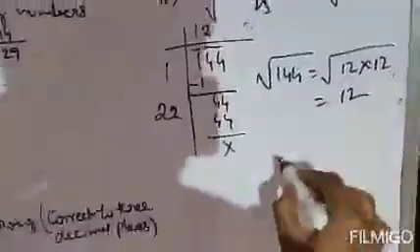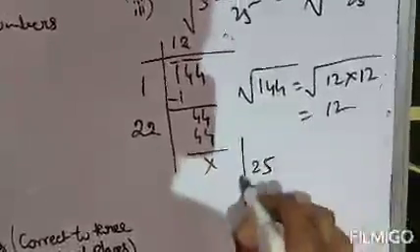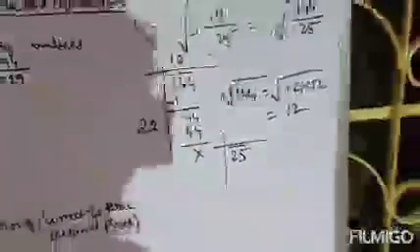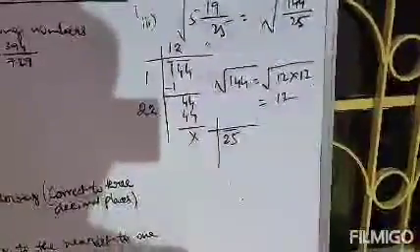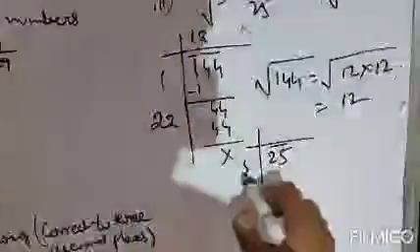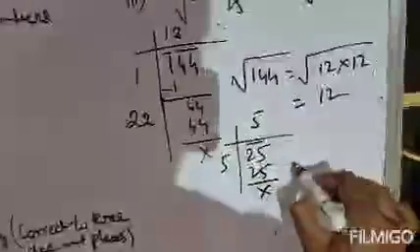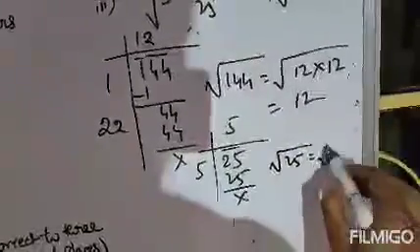Next 25. We know the square root of 25 is 5. We know that, but we have to show this. So just two numbers. Therefore 5, just 5 5s are 25. Clear? So the square root of 25 will be 5.